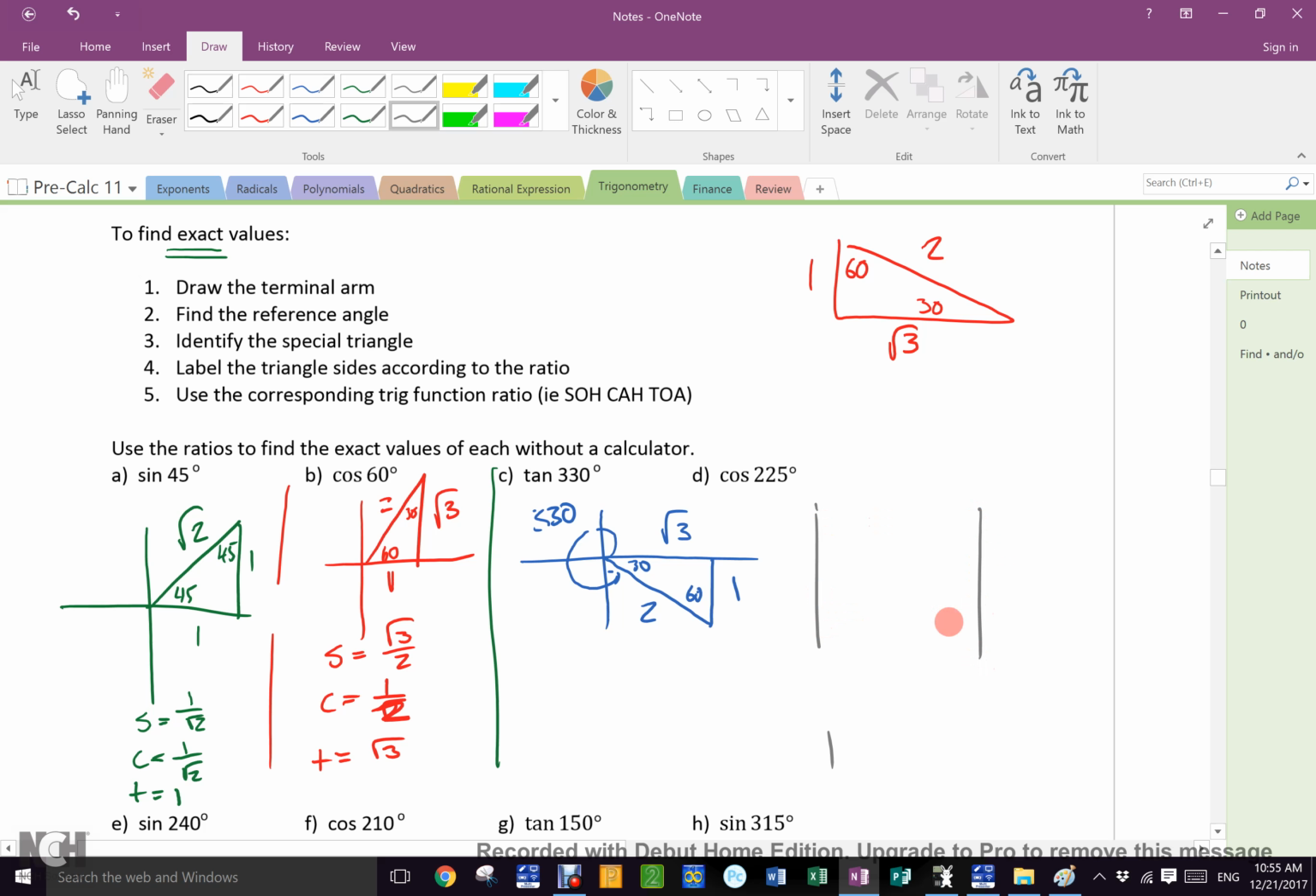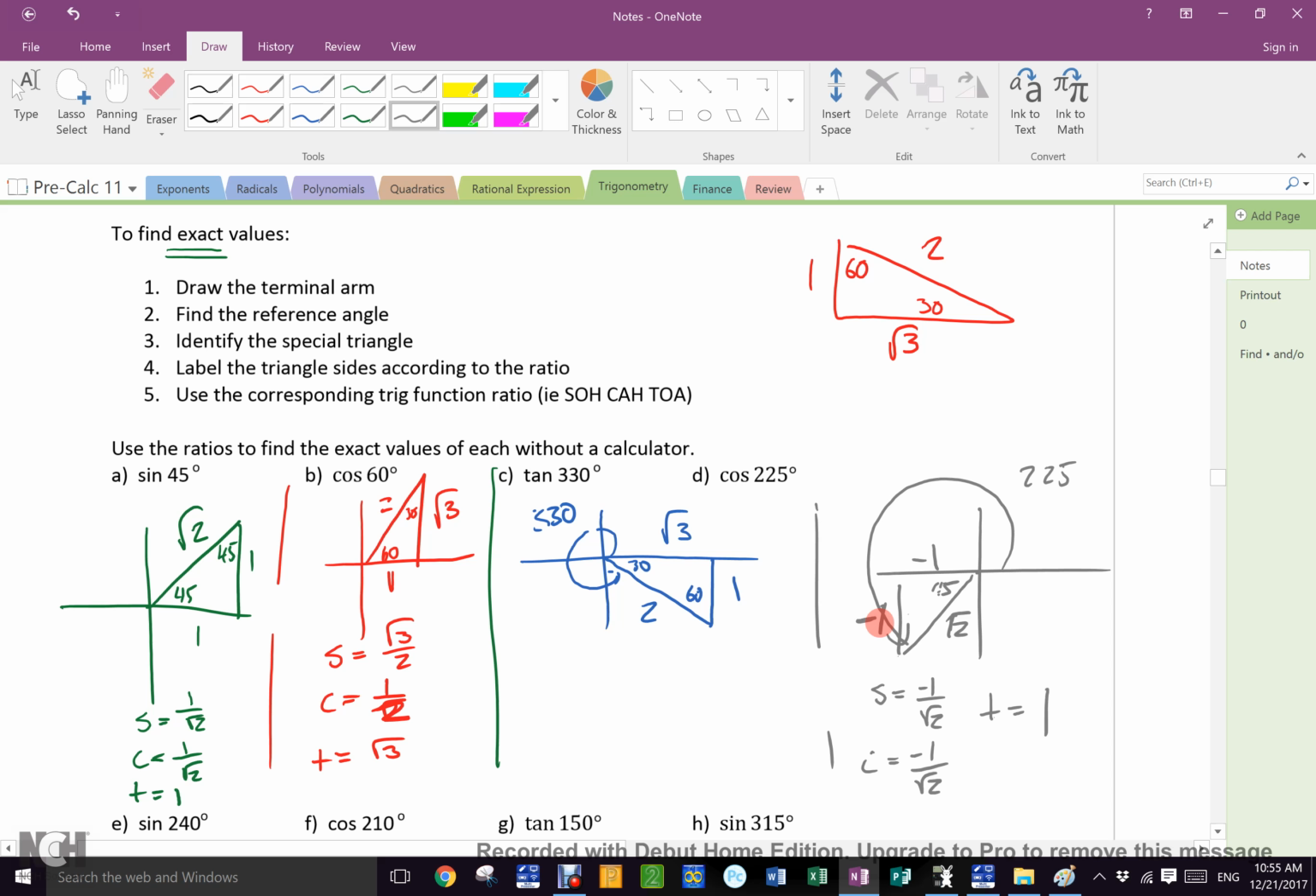D, 225, that's out here, yes? If this is 225, what's this? 45, which means I'm dealing with a 45, 45, 90, right? 1, negative 1, negative 1, and root 2. So then I do my sine, cos, tan. Sine, negative 1 over root 2. Cos, negative 1 over root 2. Tan, 1, because negative 1 over negative 1.